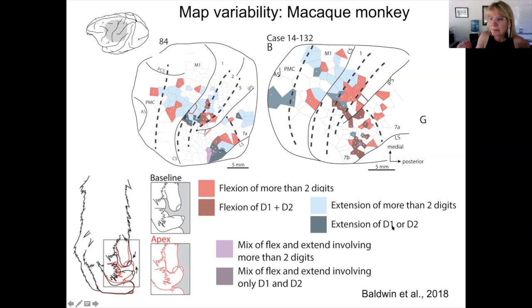So what I want to show you here is there's a whole bunch of these really cool, complicated, fine control movements of the digits that are represented in cortex. The blue is extension of two digits. The purple is a mix of flexion and extension involving more than two digits. The point here, and these are two different macaque monkeys, with rostral to the left and medial to the top, is that if you look at the pattern of these colors in this animal versus this animal, they're quite different.